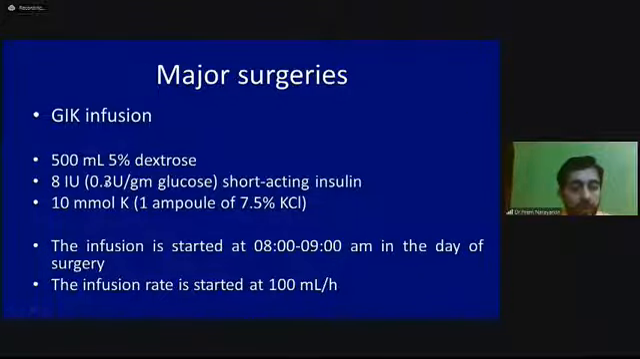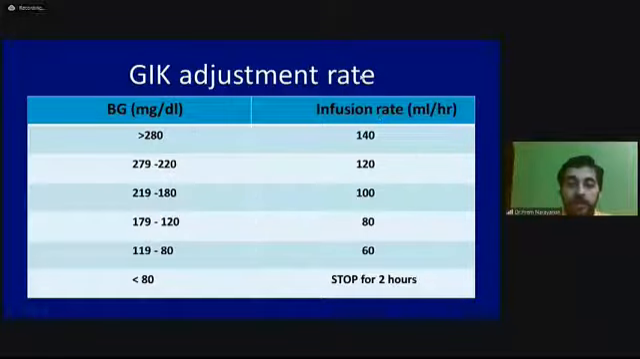So 25 times 0.3 is 7.5. I rounded it to 8 units of short-acting regular human insulin to be added. And 10 millimoles of potassium, or even 20, one ampule of 7.5% KCl, can be added. The infusion is started at 8 to 9 a.m. on the day of surgery, at a rate of 100 ml per hour. The infusion rate can be adjusted according to the blood glucose, measured hourly or 2 hourly, and you can increase or decrease the rate of GIK infusion accordingly.